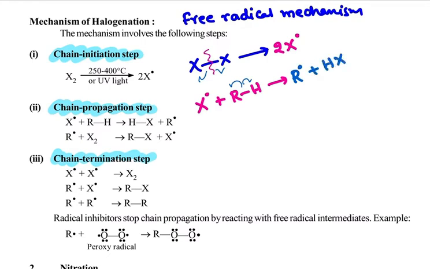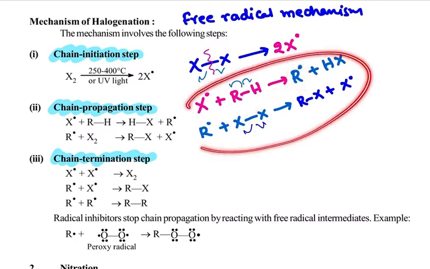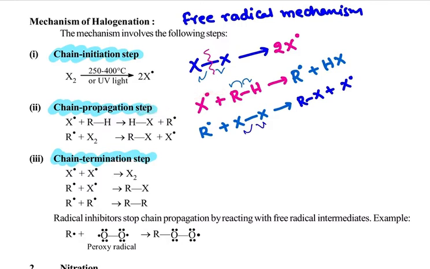This R radical once again initiates the halogen bond X-X, and homolytic cleavage takes place. There you get R-X plus X radical. Once again we got an X radical. This X radical goes to the alkane and initiates it, and R radical and HX, hydrogen halide, form. This R radical once again initiates halogen. Like that it takes place continuously. That's why this step is called the chain propagation step.